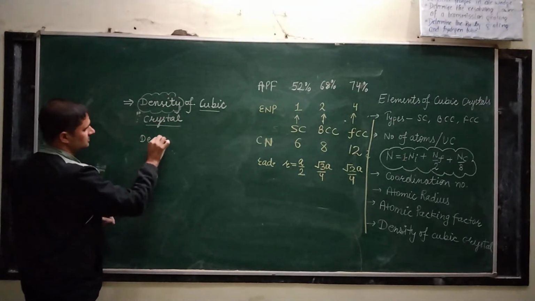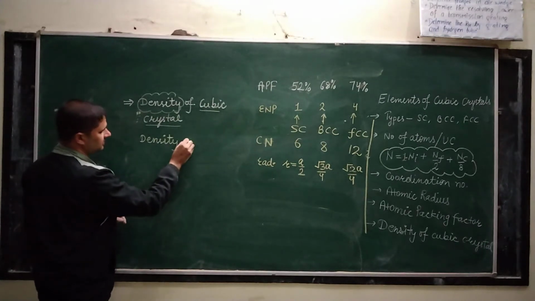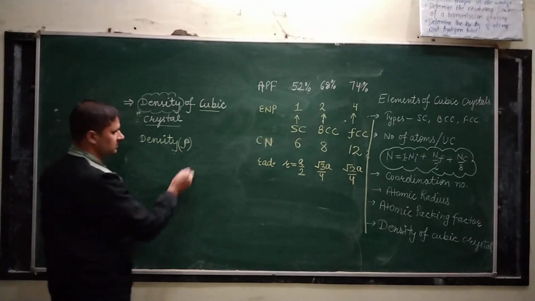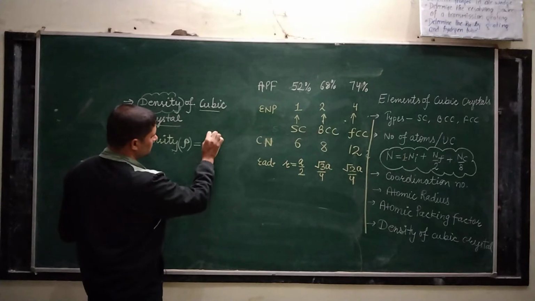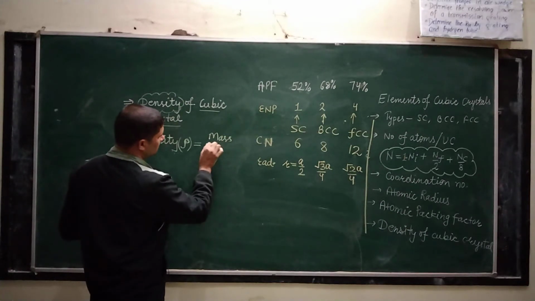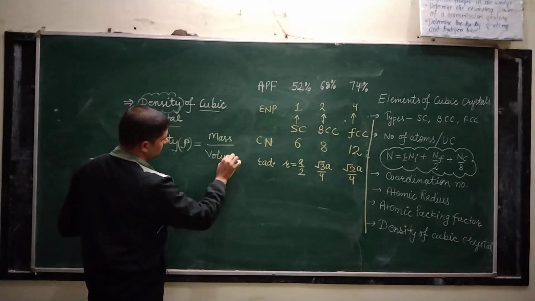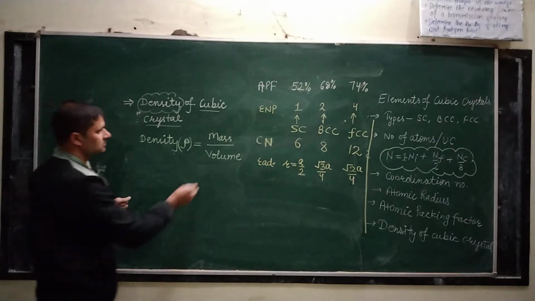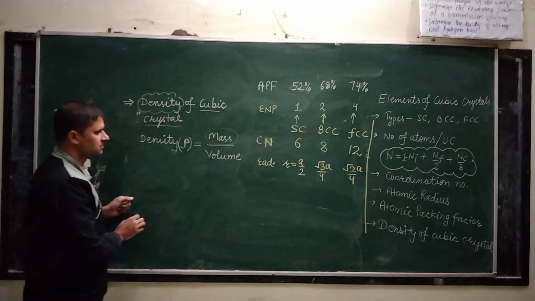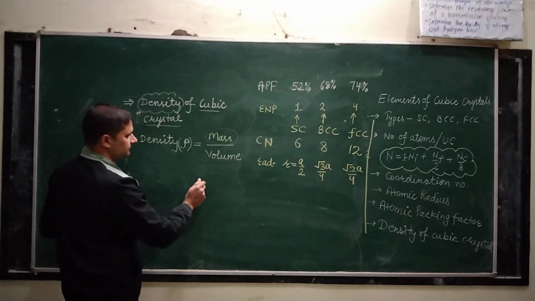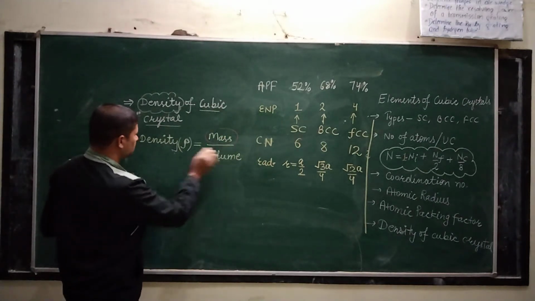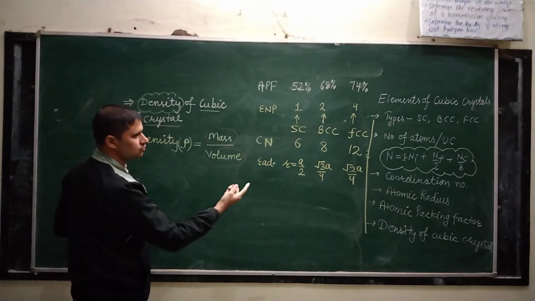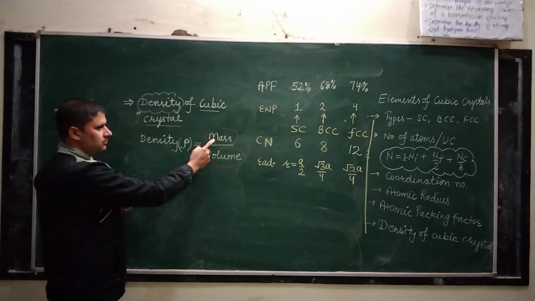Density, it is represented by rho. Okay, and this is volume density, mass density, and this is equal to mass by volume. Okay, so now we are to find the mass. So here in a cubic crystal, the volume is equal to a cube. Okay, now we are to see what is mass.